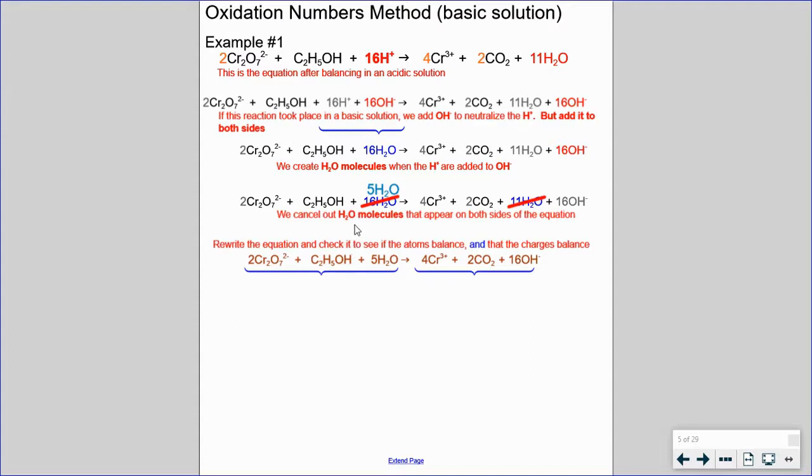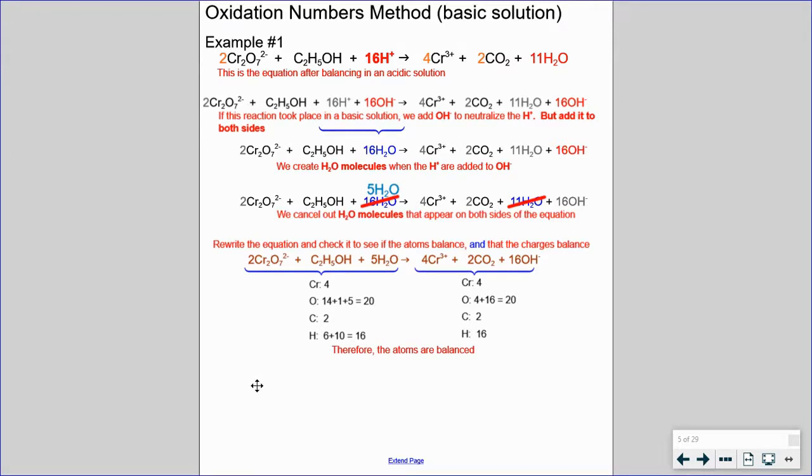But you still need to check that you did your work correctly. So again, we're going to check to see if we have the correct number of atoms. Chromium: 2 times 2, which is 4, and there's 4 chromiums on each side. There are 2 times 7 oxygens, plus 1 more, that's 15, plus 5 more makes 20 oxygens on the left-hand side. 2 times 2 is 4, plus 16 is 20. There are 2 carbons, and there's 2 carbons. There are 6 hydrogens there, plus another 10, that makes 16 hydrogens. And there are 16 hydrogens there. Therefore, the atoms are balanced.